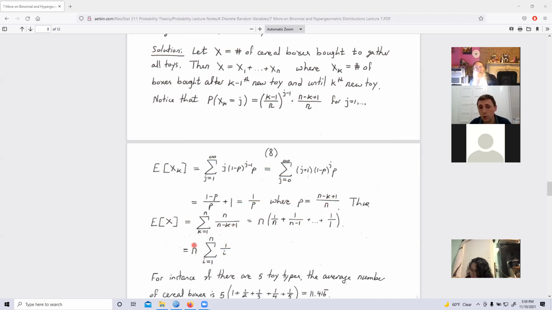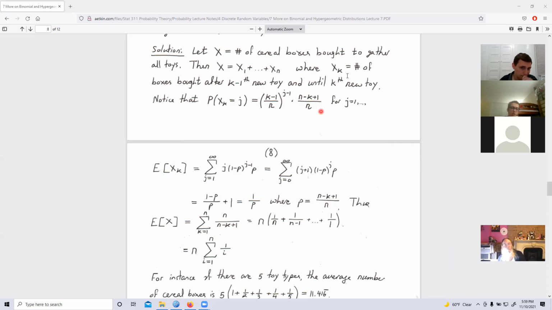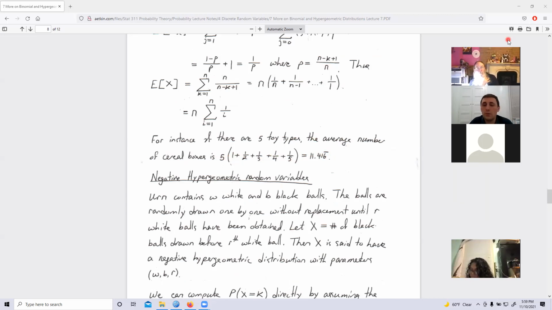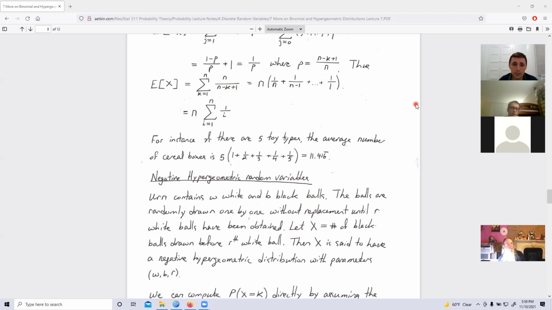And that makes sense. The more toy types I have, the longer it will take me to gather the boxes. The more boxes I will have to buy on average until I get my full collection. So for instance, if there are 5 toy types, then the average that you will have to buy is about, well, I would say 11.4 boxes on average, which means expect to buy 12 boxes or so, right? The average is this number, so you buy somewhere between 10 and 11. But you need to calculate variance to know how likely it is to be much more, how likely it is to be less. That's just the expected value. Yes.